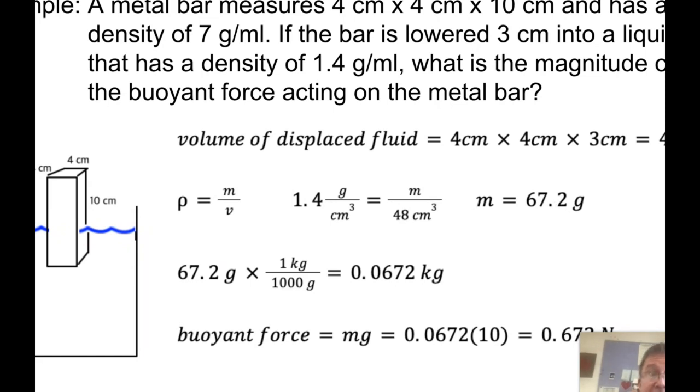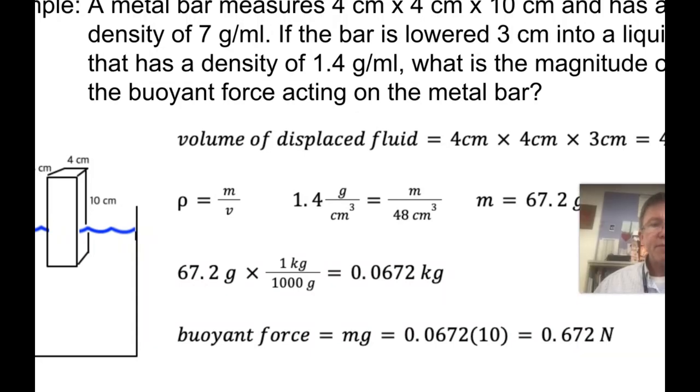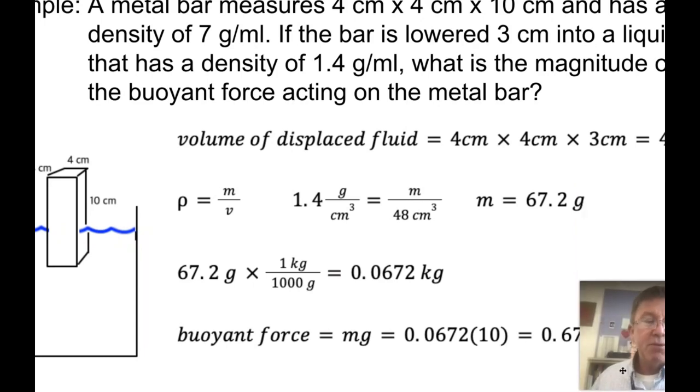So now I've got to turn grams into kilograms to use the MKS system. Remember, you just divide grams by 1,000. That gives you kilograms. Now to find the buoyant force, I just have to say the buoyant force is equal to mg of the displaced fluid. So I just multiply that by 10. I get 0.627 newtons. All right, that's a very typical kind of calculation-based question you might get asked.